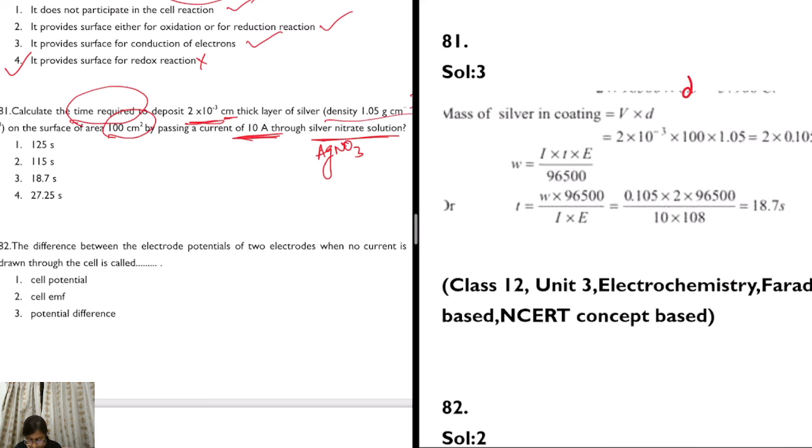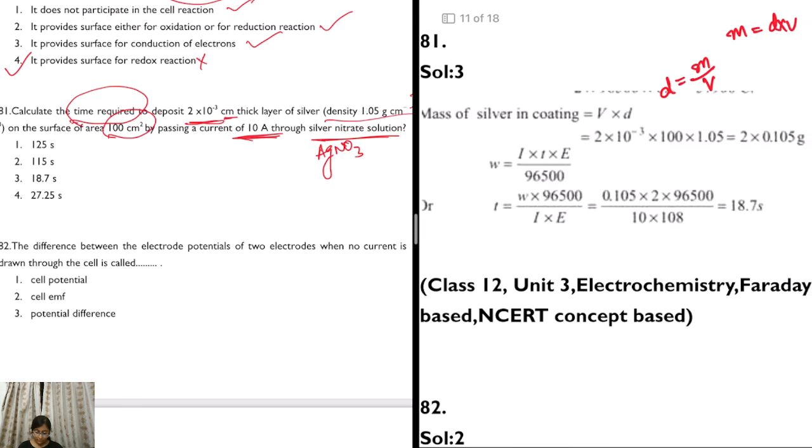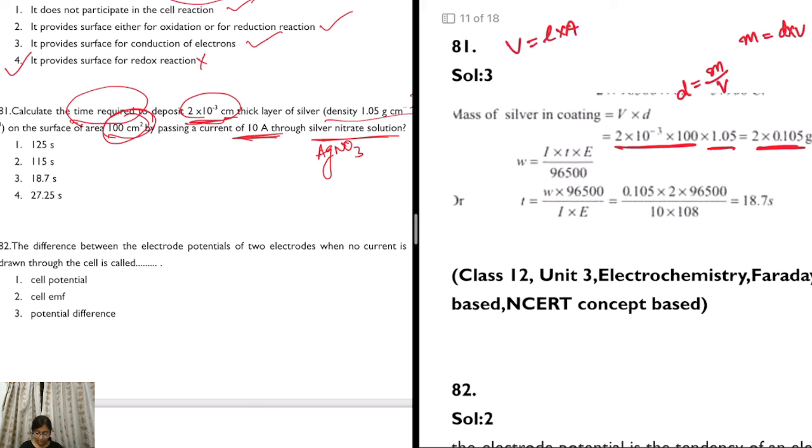Mass of silver. We all know that density equals mass upon volume. So what will be mass? Mass will be equal to density into volume. So we'll just multiply volume. Here, what is given? Length and area, and volume equals length into area. So this multiplied by density, we will get this. And now we'll just substitute in this formula that we used earlier as well, and we'll get the answer to be 18.7 seconds. Let's see the next question.